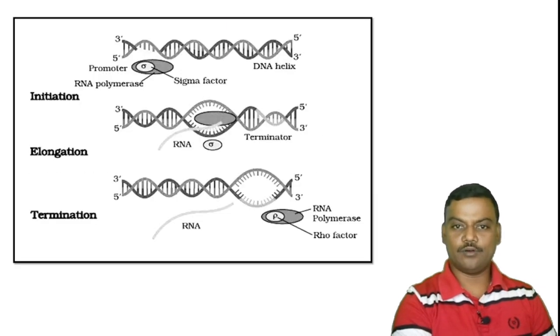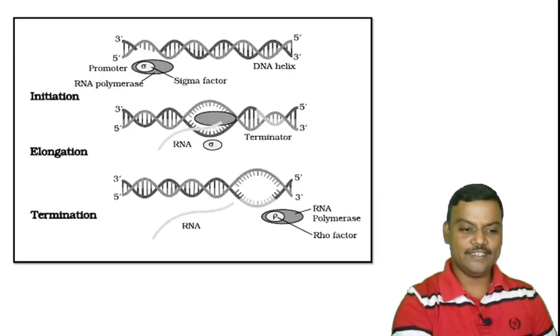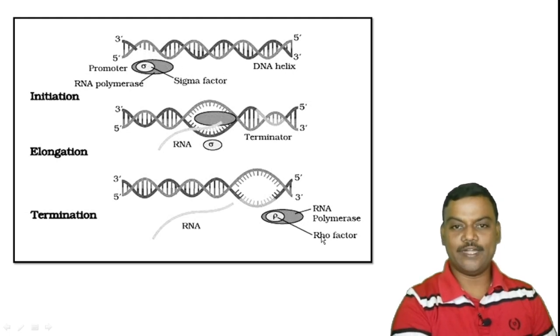So here is the diagram for this question, and in this diagram you should mention initiation, elongation and termination: initiation with sigma factor and termination with the rho factor. So when you write the answer in this way, definitely you will get full marks for these questions. And remember, from molecular biology, you get 2 5-mark questions.